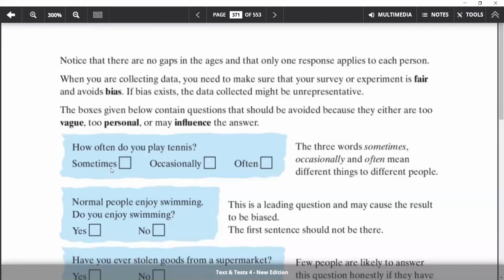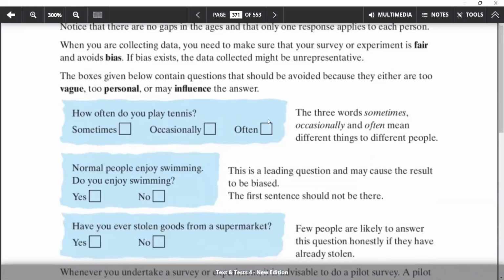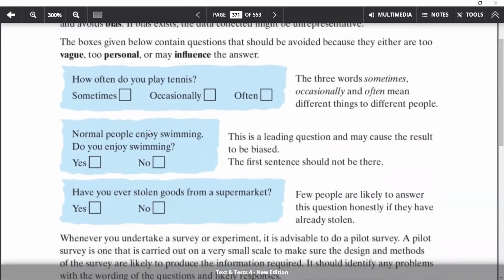Sometimes. What does that mean? Is that once a week? Is that once a month? Is that once a year? Occasionally, often. Again, what does that mean? They don't make any sense. So how often do you play tennis might be once a week, once a month, once a year, never, something like that. All of your answers, if you're giving checkbox answers, they should be an exhaustive list. That means every possible category should be there. So this one there's no option for never. So that's a real problem here. The people who never play tennis don't have a box that they can check.